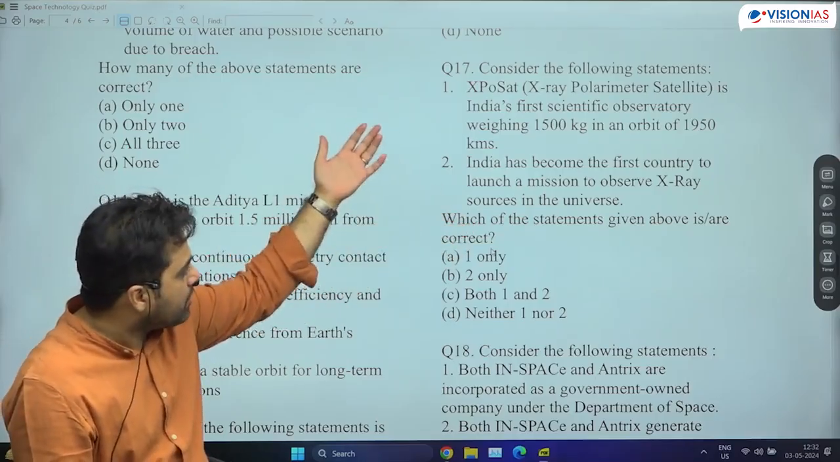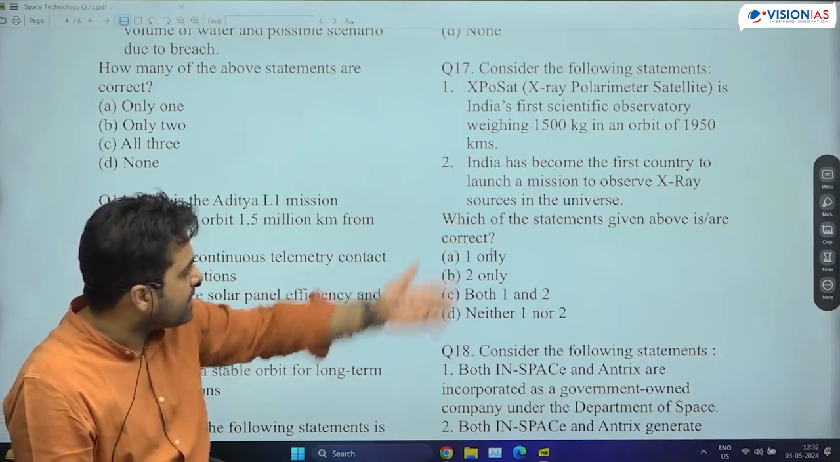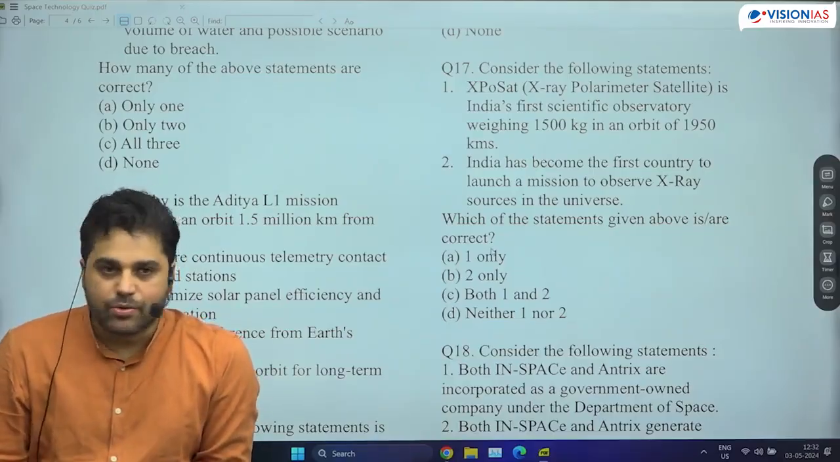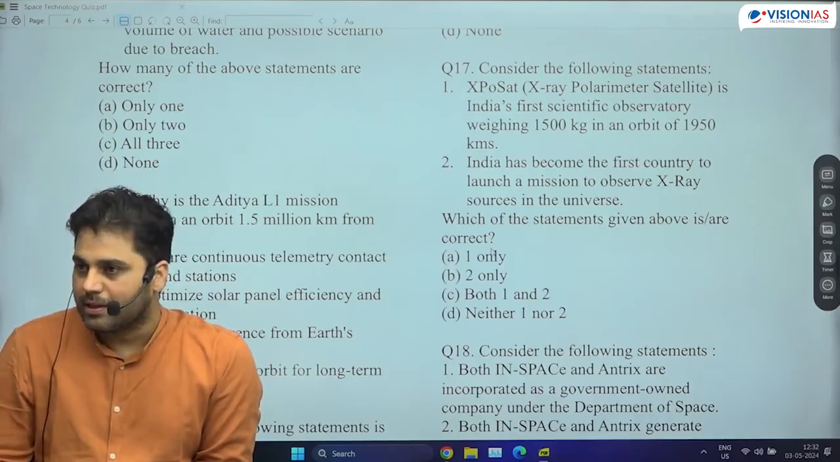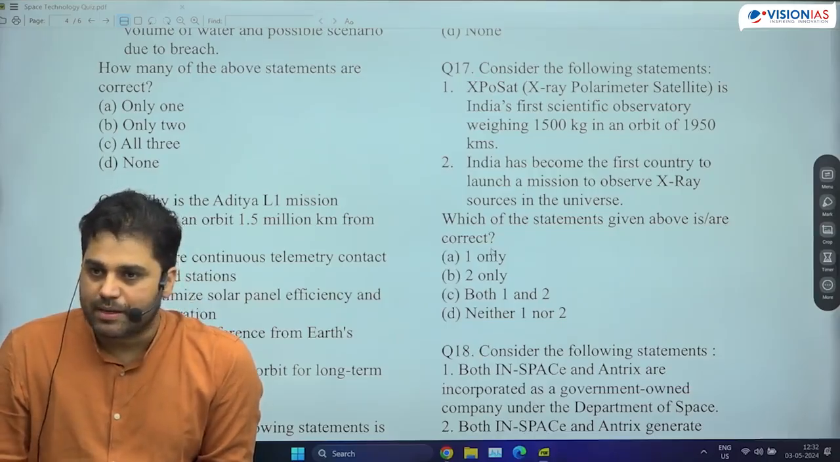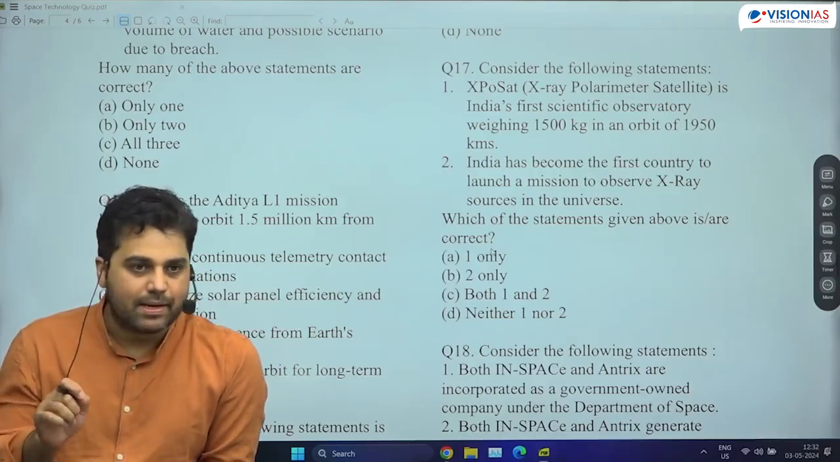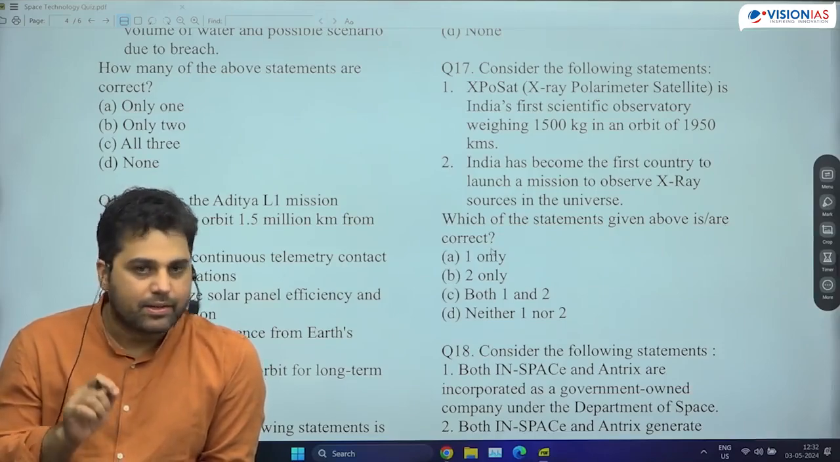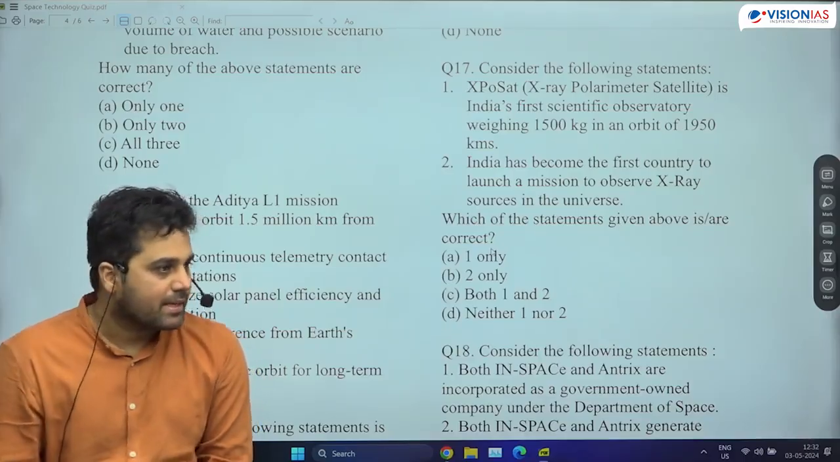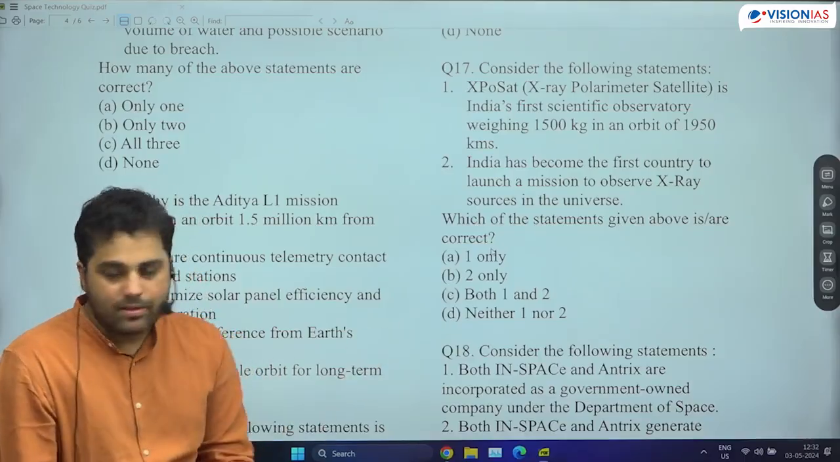And second, it should also be clear that India has become the first country to launch a mission to observe X-ray sources in the universe. Now India is trying to do something in astronomy, but other agencies are quite capable of doing this. NASA, for example, has launched X-ray missions, and other agencies also might have done it. So even the second statement is not a factual statement. It should make logical sense that the second statement is not correct. Second statement is incorrect. Answer is neither one nor two.